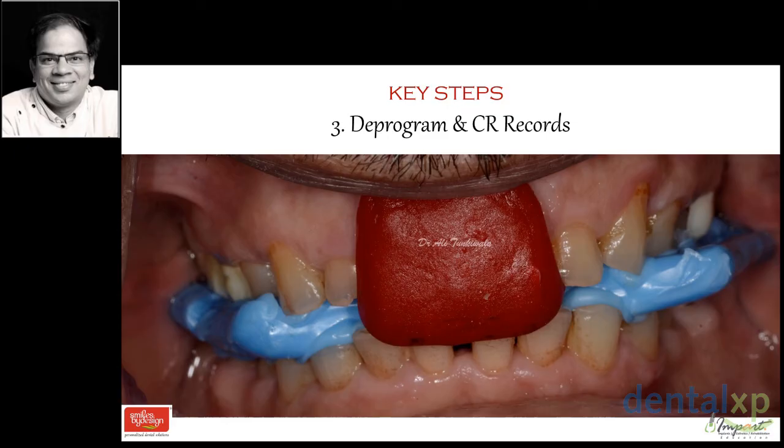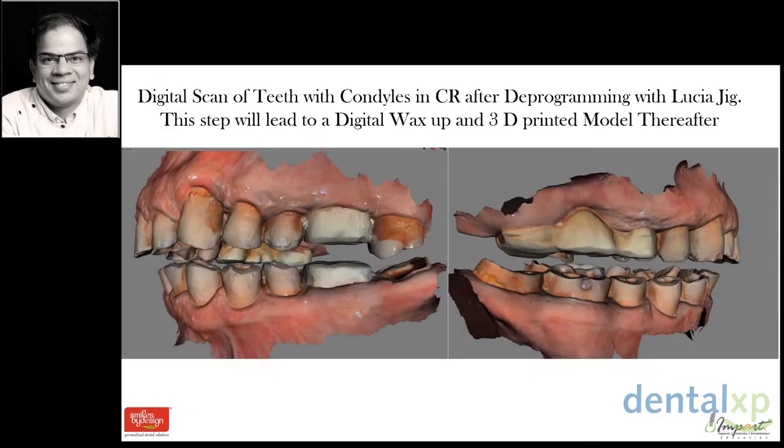So I took the record in this particular fashion so that I could have the 3D printed models mounted on the articulator and then go ahead and get the lower cast mounted with the central record. Here I also took a scan like this. So when the Lucia jig was in place with the deprogramming done, a digital scan of the bite was taken at this vertical dimension at which I want to restore him. So the lab has an idea of what my vertical dimension increase should be.